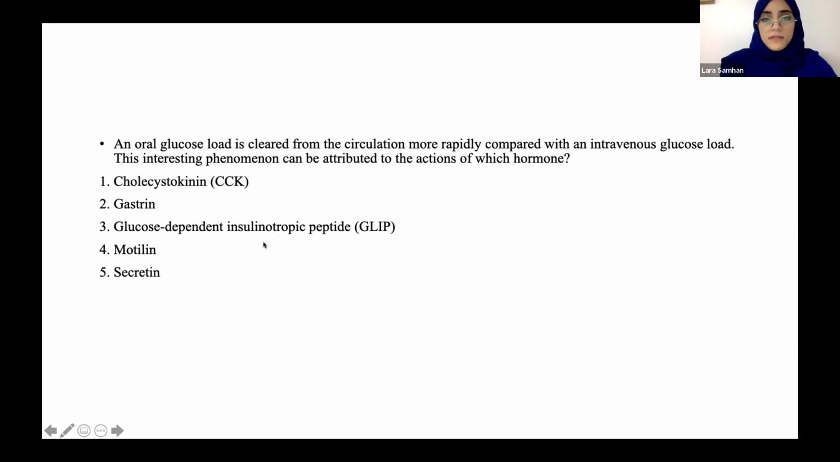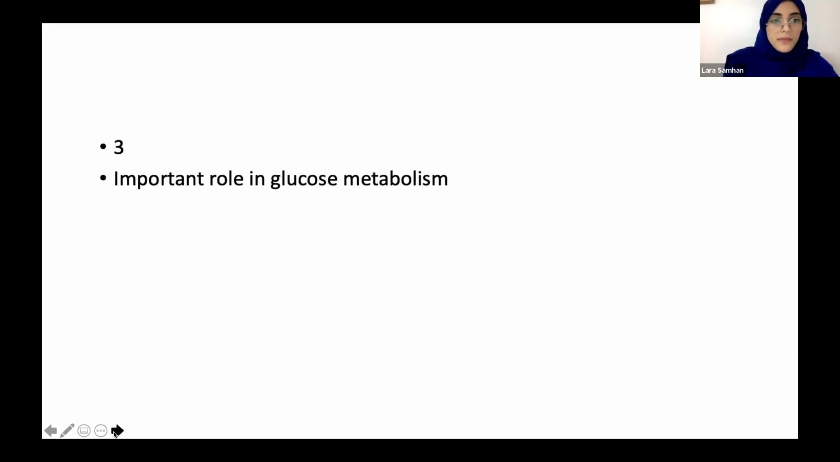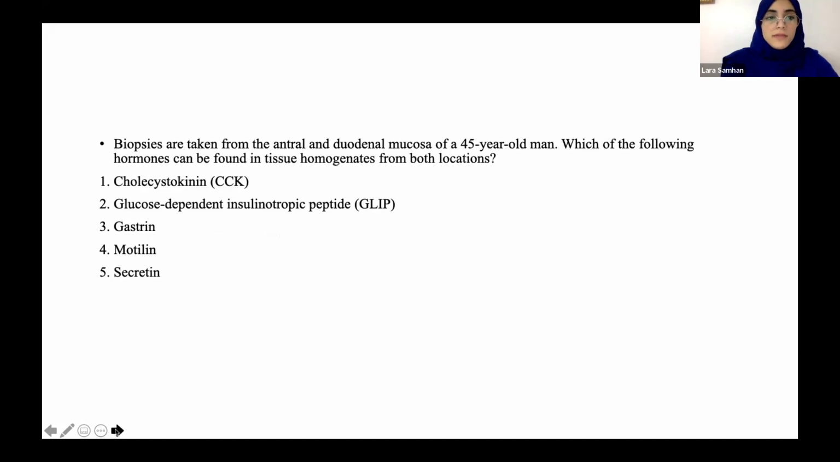An easy way to know it is that here we have glucose, and of course one of the correct choices should be something related to glucose. So this is an easy way you can get it correct. As we said, this GIP helps in glucose metabolism. Perfect. So let's move to the next question.